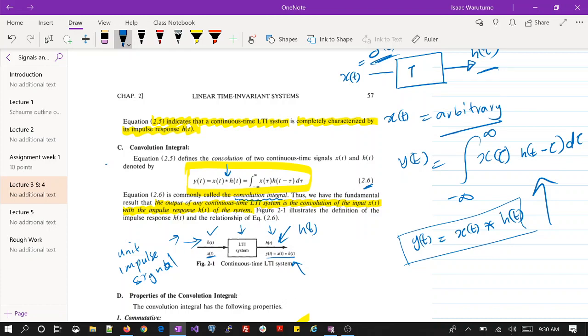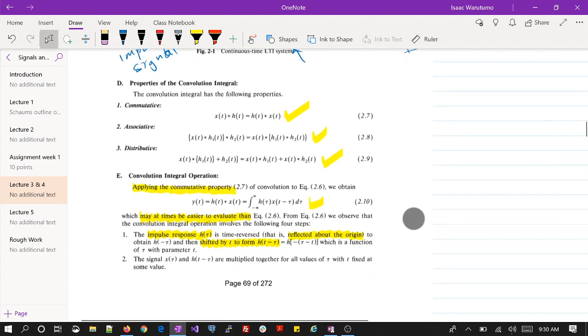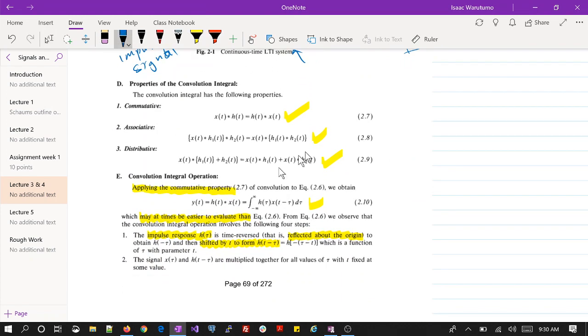Now that allows us to move to section D, where we look at the properties of the convolution integral. The first property is that x of t convolved with h of t is the same as h of t convolved with x of t. You can always interchange them, that is what commutative means. Remember, this is different from vectors, where we said that a vector A multiplied with B is not the same as B and A.